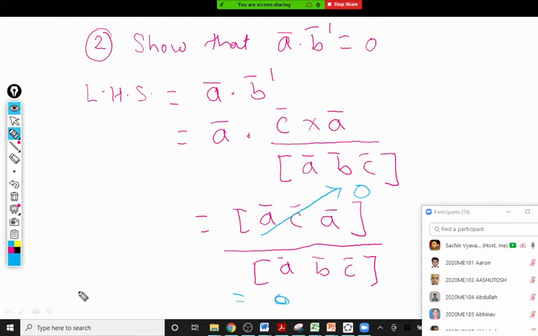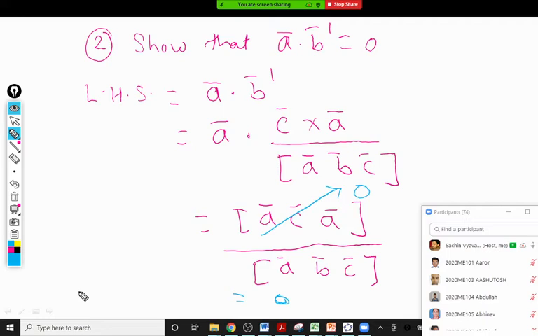The first property that we proved is A dot A dash is 1. Now we completed A dot B dash is 0. Just as we proved A dot A dash is 1, we can prove B dot B dash is 1 and C dot C dash is 1. So if the question is that way, just prove A dot A dash is equal to 1, and you can write similarly B dot B dash and C dot C dash is 1.